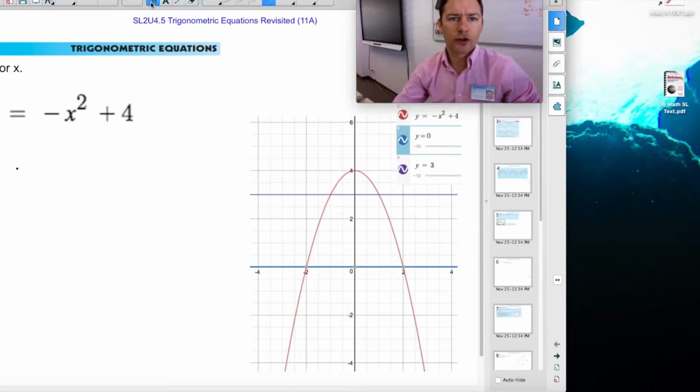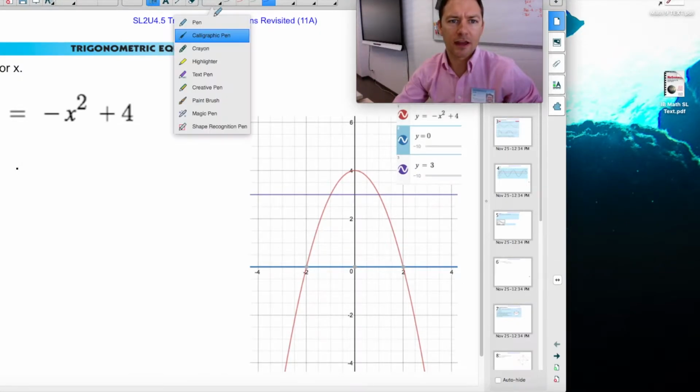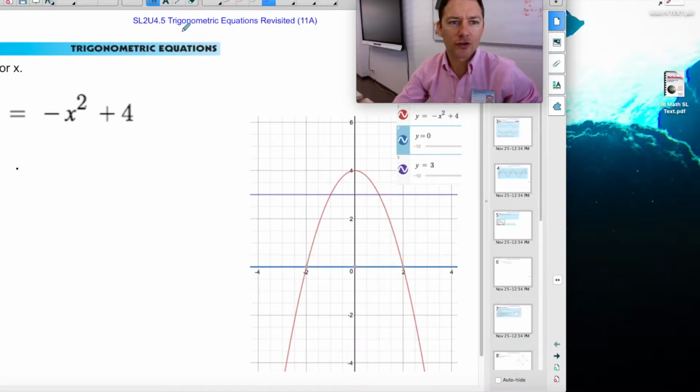Yo, dudes, we are checking out the second part of trig equations. It's out of 11A if you're interested in looking there. Before we jump into that, let's just look at solving for x for something like this.